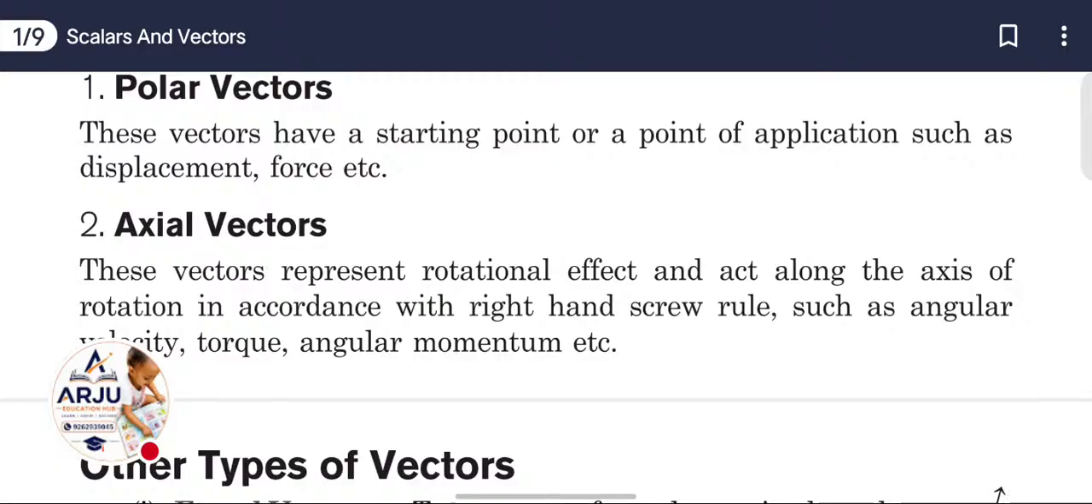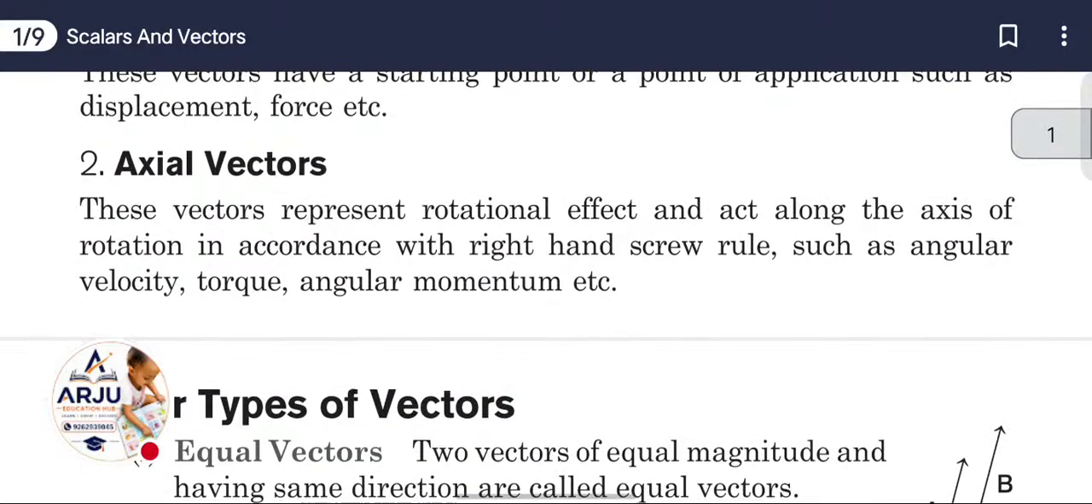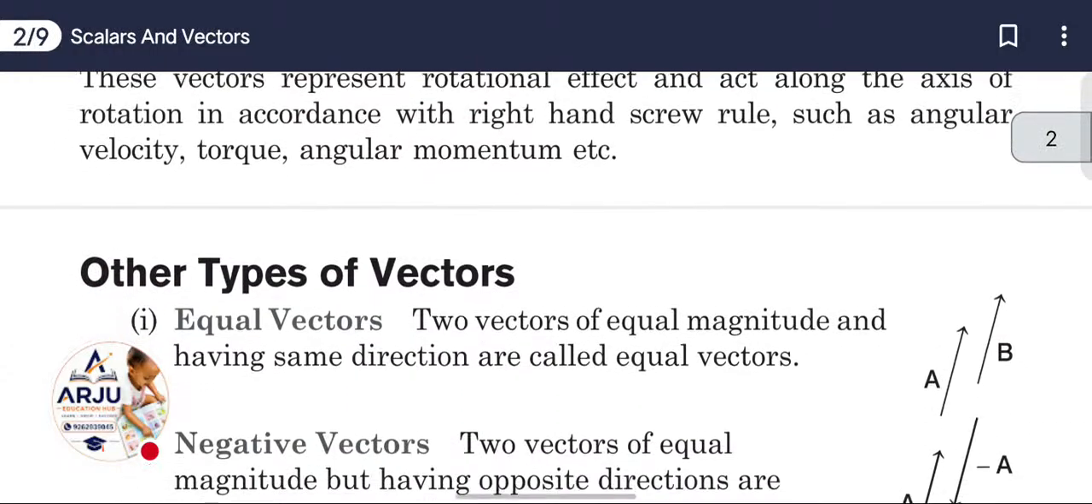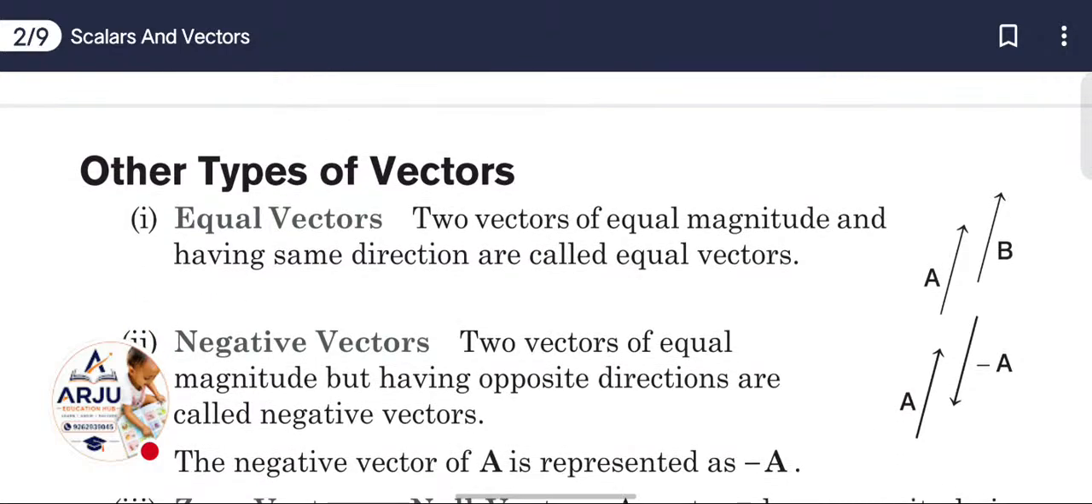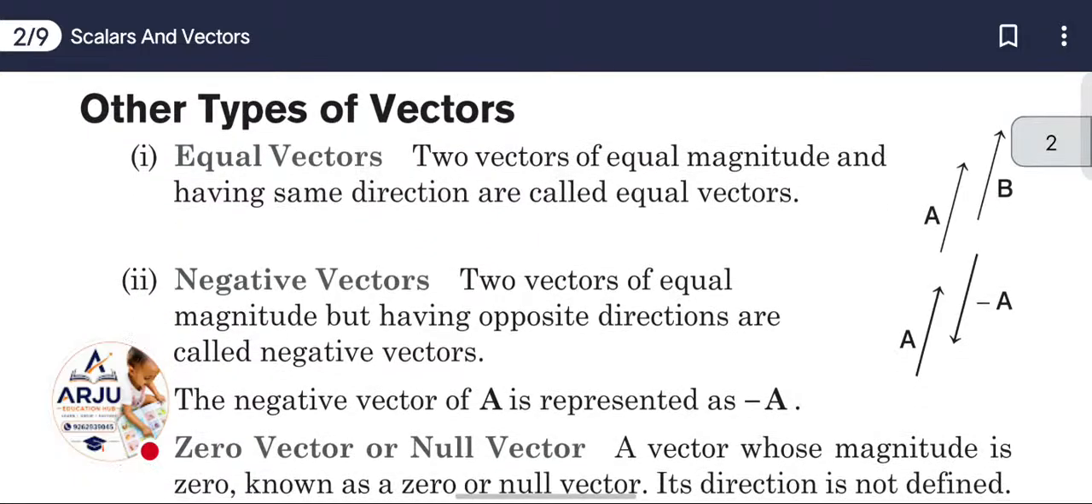And axial vectors represent rotational effect and act along the axis of rotation, in accordance with the right hand screw rule, such as angular velocity, torque, angular momentum, etc. So for axial vectors we use the right hand screw rule. Other types of vector: equal vector, negative vector, and zero vector or null vector.